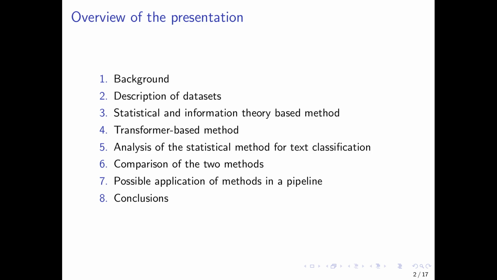I will start with the importance of text mining and classification in science, followed by a particular challenge description and explanation of two methods that we use to solve the classification problem. Then we will dive deeper into the analysis of the statistical method and its comparison to the transformer-based method. Finally, I will propose an idea on how to use the discussed methods in a pipeline.